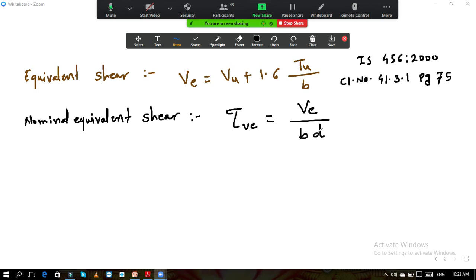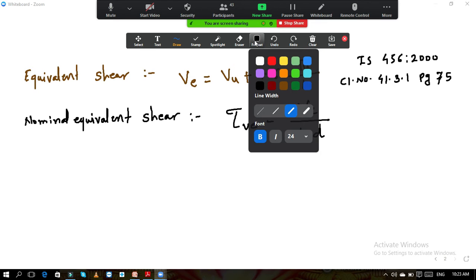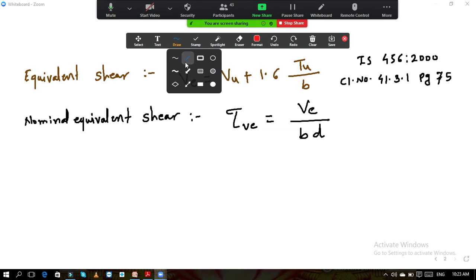Divided by area. Okay. So now take down the important points. I am going to give you important points. You write these points with me. These are very important. Our whole design is based on these points. First we will write down the points. Then I will tell you, and I will also show you in the IS code where these formulas are given and from where we are taking the values. Okay. So I will write. You also write with me.